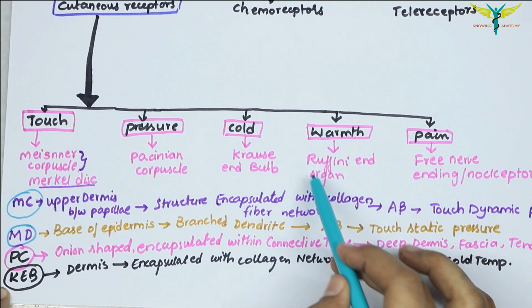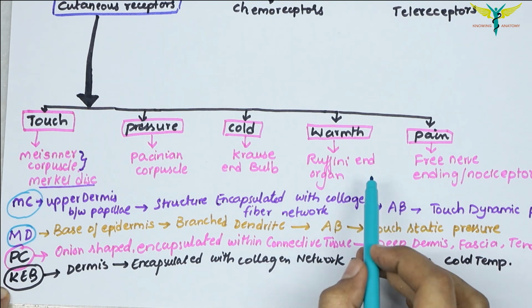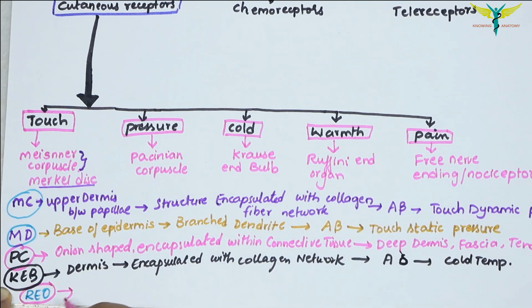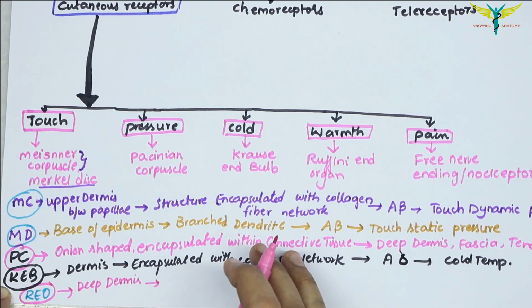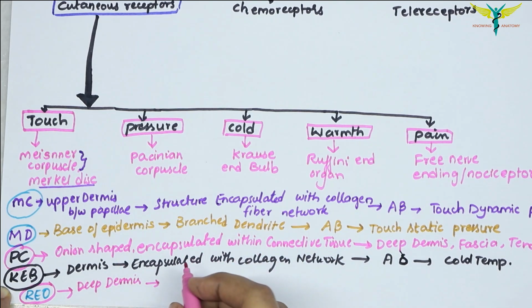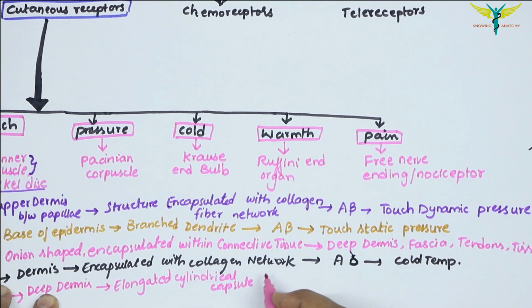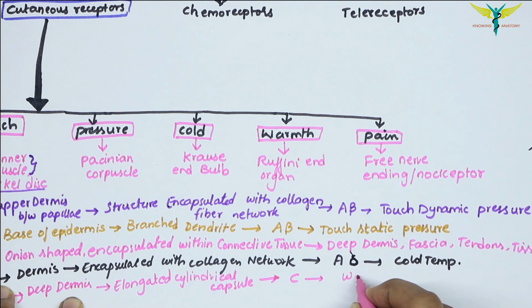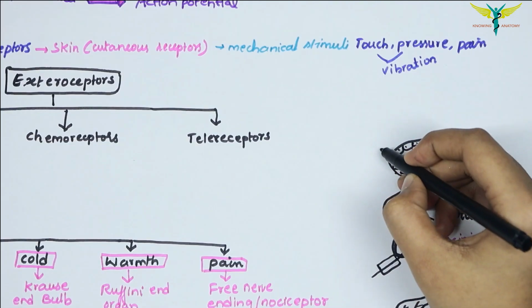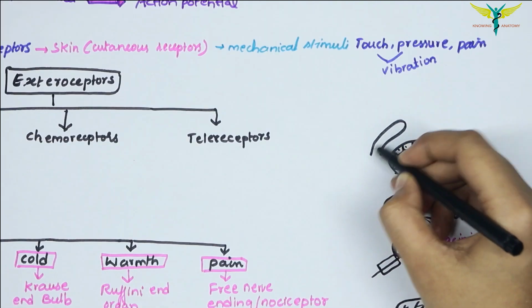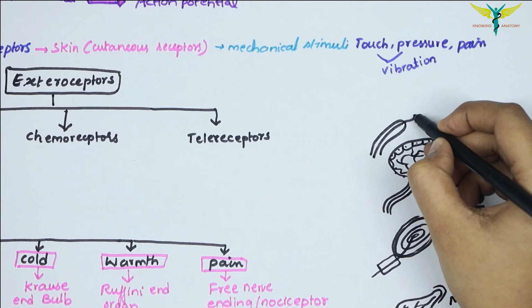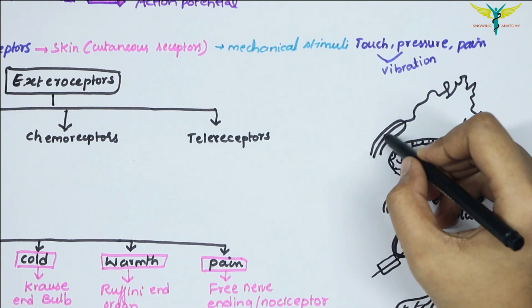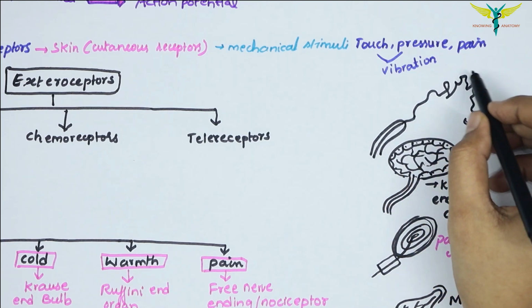Now coming to the warmth sensation receptor, that is the Ruffini end organ. It is present in the deeper layer of the dermis, and it is covered by an elongated cylindrical capsule. The type of nerve fiber present is the C type, and it is a receptor for warm temperature, and the structure is somewhat like this. This is the nerve ending, and it has an elongated cylindrical capsule.